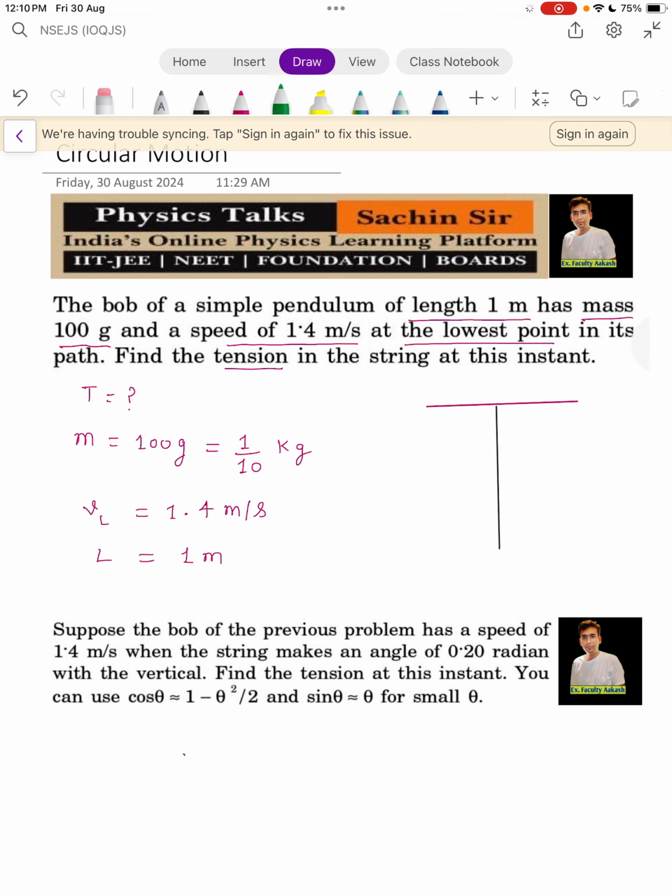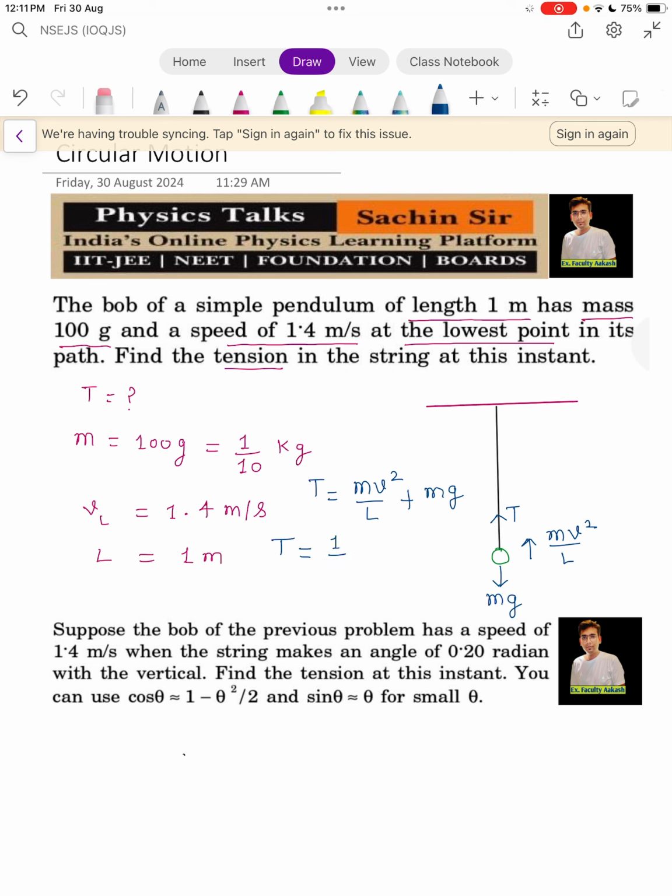So this is the bob of simple pendulum whose weight will be in vertically downward direction, mg. This is the tension in the string, and this is the centripetal force. Therefore you can find the tension by using the formula mv square by L plus mg.